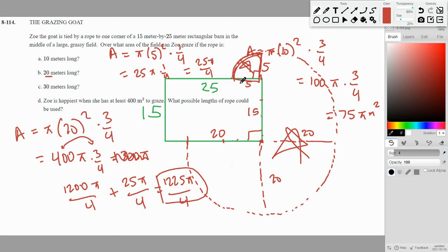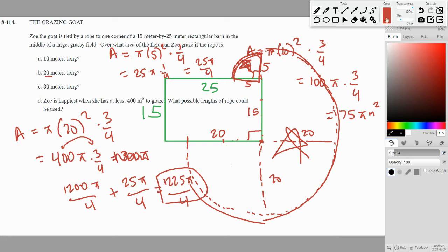And again, I'm doing this because you have two different areas that we have to find. The whole area here, and then also just this small portion as well. So there's two different areas there. So that's how part B works.